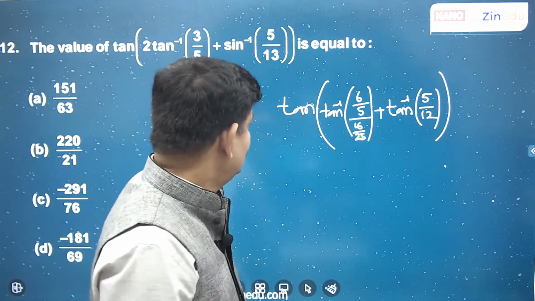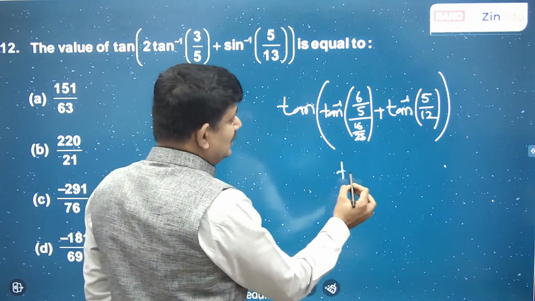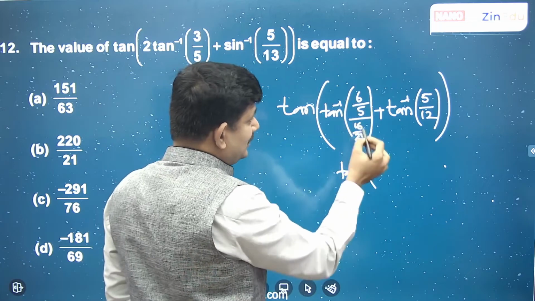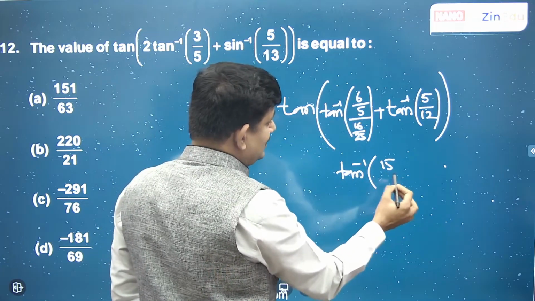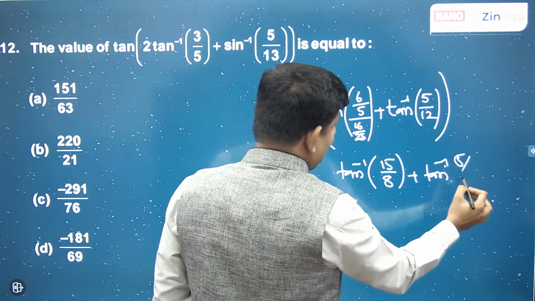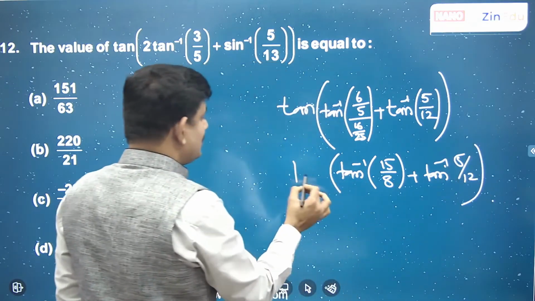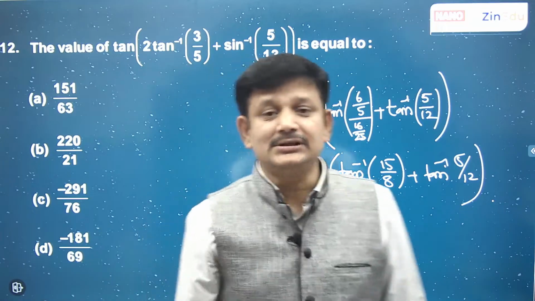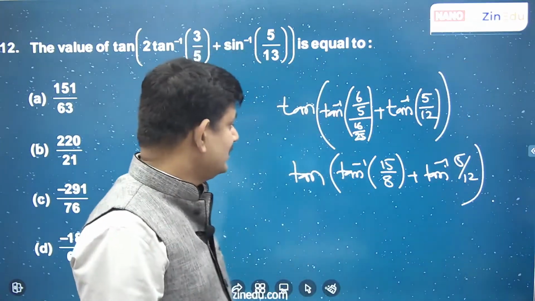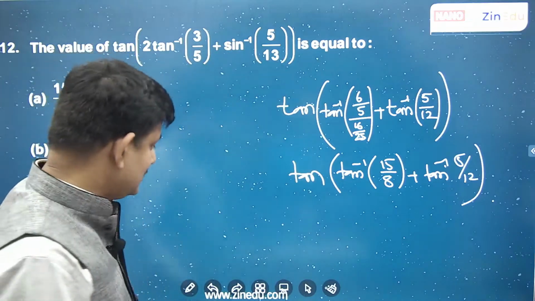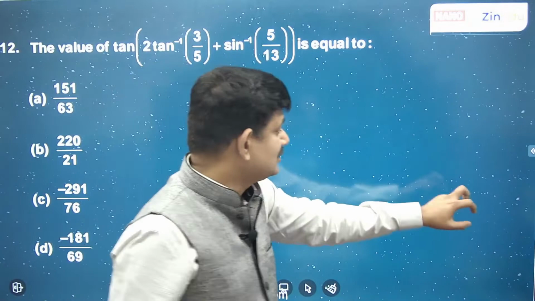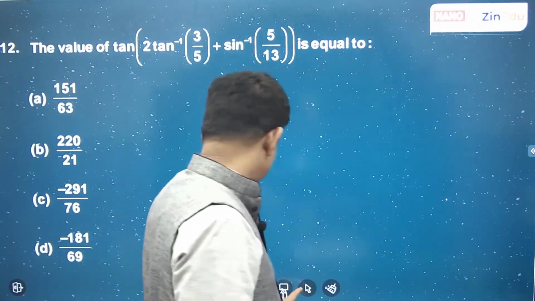Okay, so this is simply coming out to tan inverse, 5 gets cancelled, 5 goes up, 30 by 16, 15 by 8 plus tan inverse 5 by 12. On this you have to apply the formula for tan of a plus b, tan a plus tan b by 1 minus tan a tan b. So very simple question again. It's just that you have to use your elementary inverse trigonometric formula and trigonometric formula.